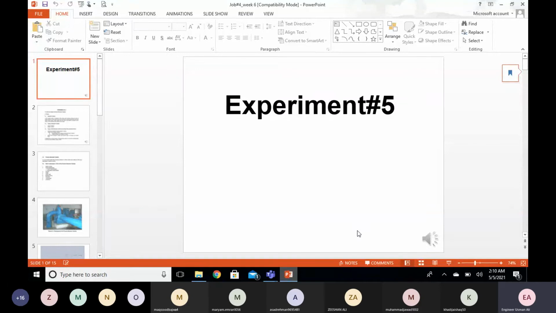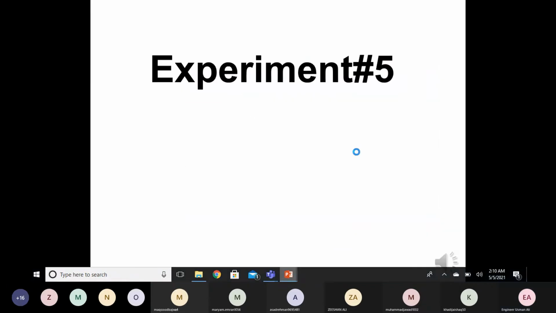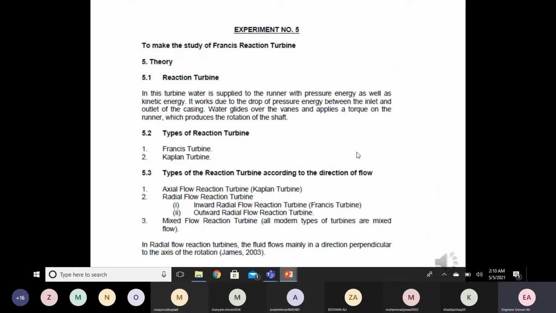Today, as I mentioned, we'll discuss experiment number 5, which relates to the study of the Francis reaction turbine. These slides have already been shared with you, and the video recording of this study of the turbine is also shared. Later, the recording of this lecture will also be shared with you. The study of the Francis reaction turbine is experiment number 5. Those who have manuals can open experiment number 5 so that we can discuss it.